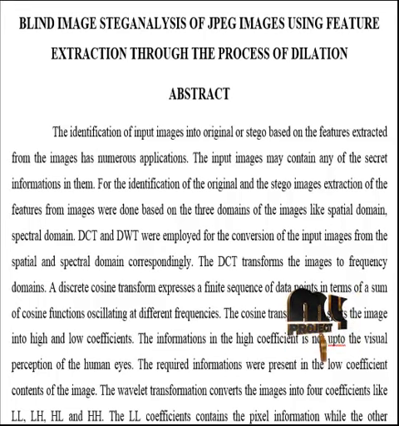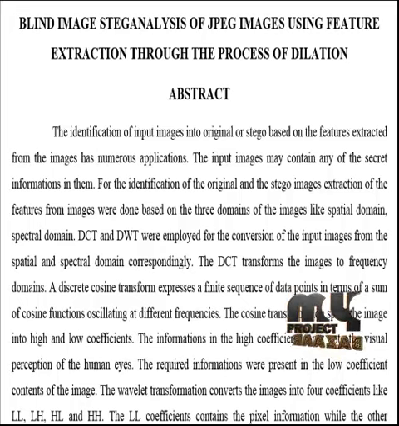A discrete cosine transform expresses a finite sequence of data points in terms of a sum of cosine functions oscillating at different frequencies. The cosine transformation splits the image into high and low coefficients. The information in the high coefficients is not up to the visual perception of the human eyes. The required information is present in the low coefficient contents of the image.